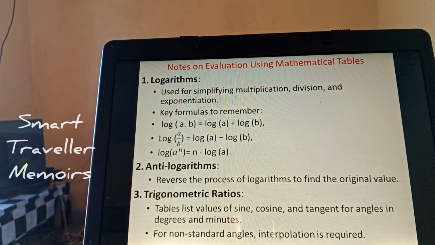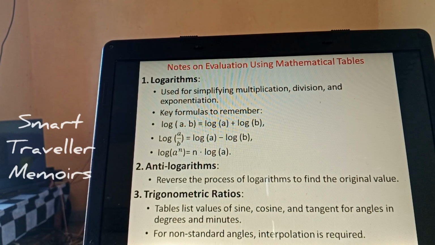The key formulas to remember are the three laws of logarithms: the law of multiplication, the law of division, and the law of exponents. And they are given there. The logarithm of a times b is equal to the logarithm of a plus the logarithm of b. The logarithm of a over b is equal to the logarithm of a minus the logarithm of b. The logarithm of a raised to n is equal to n times the logarithm of a.